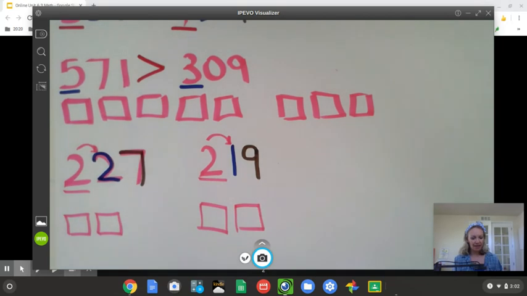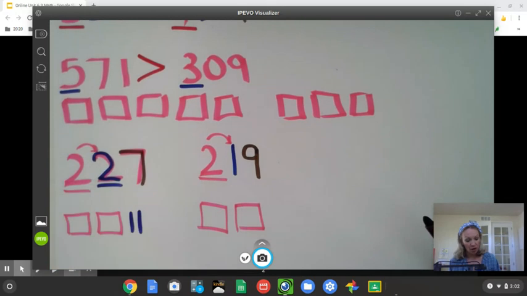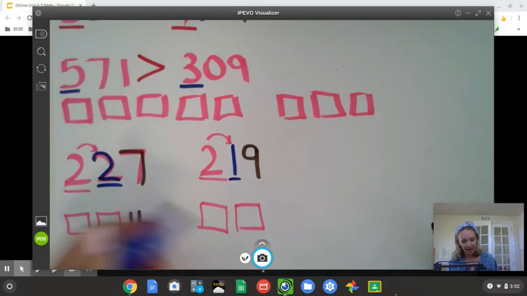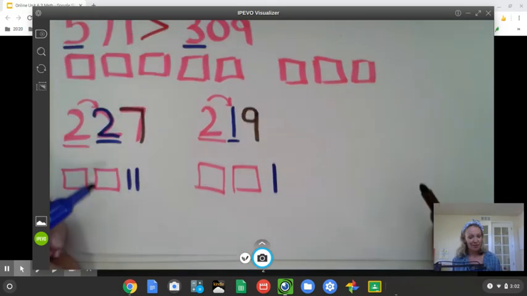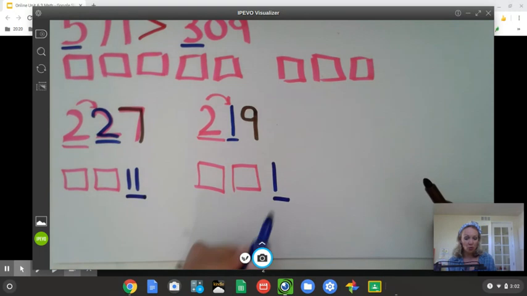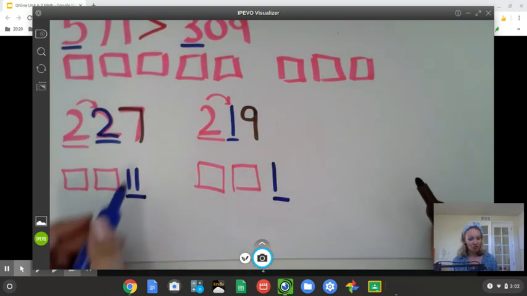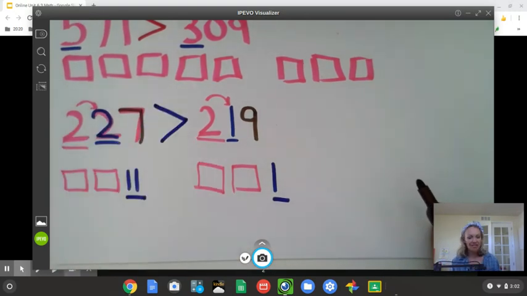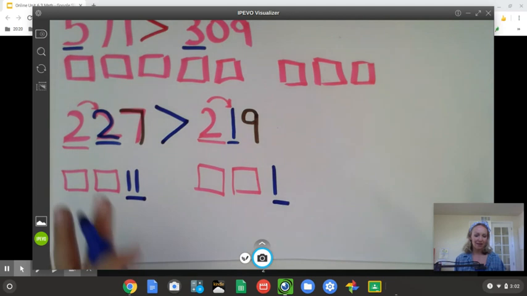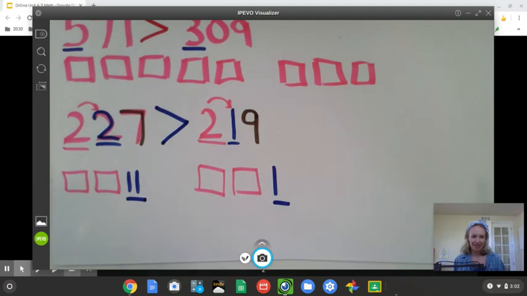So right here in the tens place, I have 2 tens, which is 20. 10, 20. Over here in the tens place, I have 1. So is 2 larger or is 1 larger? Okay, 2 is larger, so 227 must be larger than 219. Okay, so that's really all you're doing today, Mavericks.